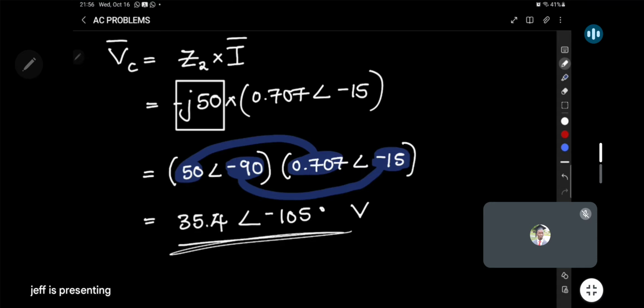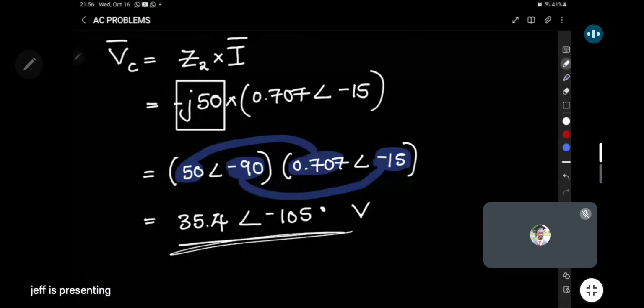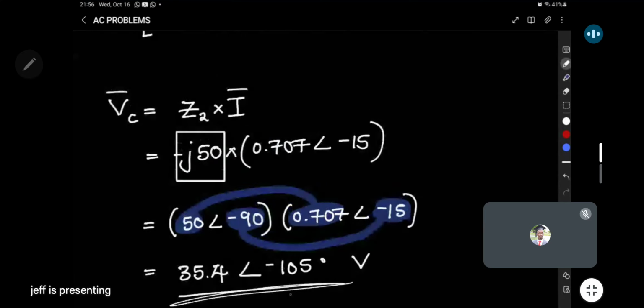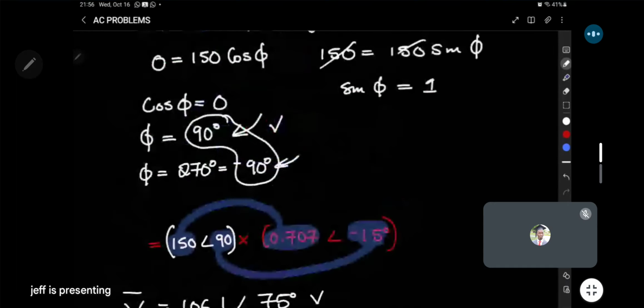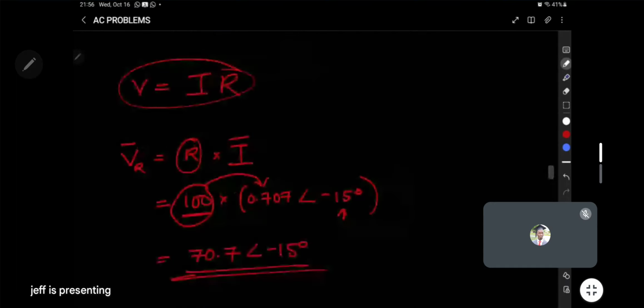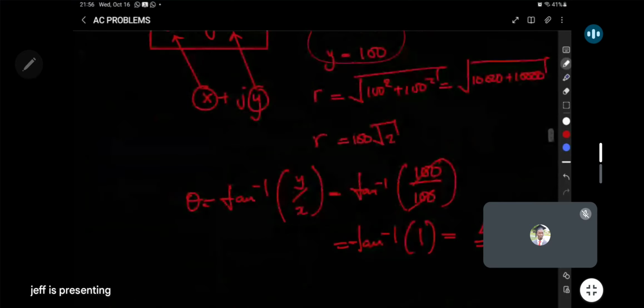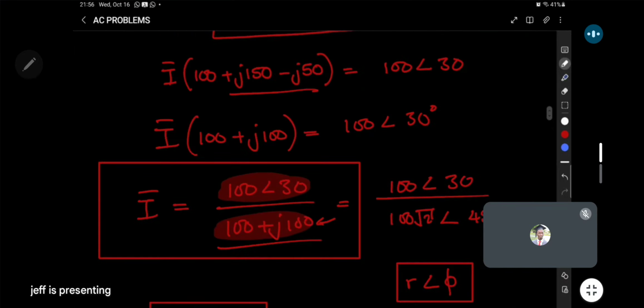So the question said the phasor voltage drop across the elements. That's why for these values, we are leaving them in phasor form, because they wanted us to find the voltage drops across those. Okay, this completes that question. Do you guys have questions on this one?